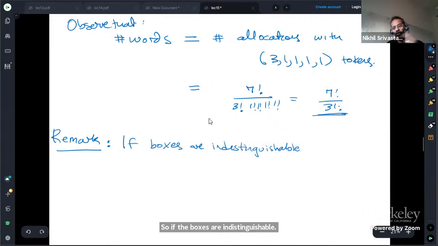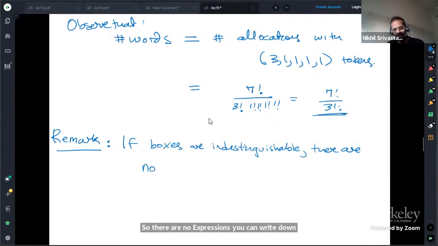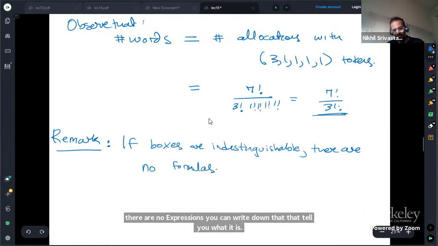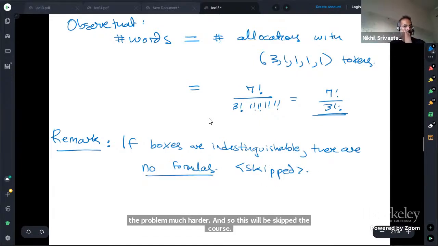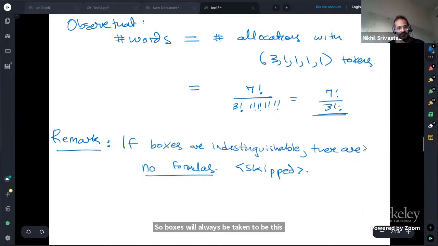Well, there are actually no formulas. There are no expressions you can write down that tell you what it is. This is a little bit surprising, but it really makes the problem much harder. And so this will be skipped in the course. So boxes will always be taken to be distinguishable. So any questions about this?